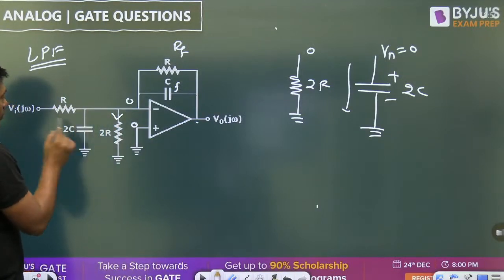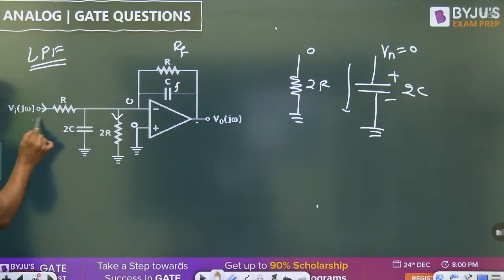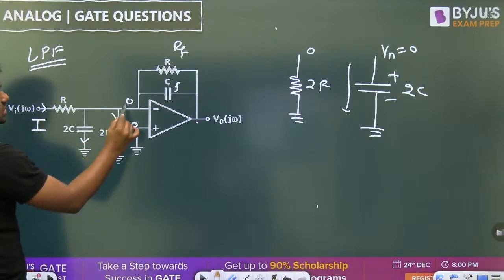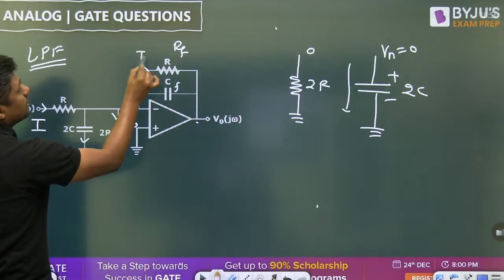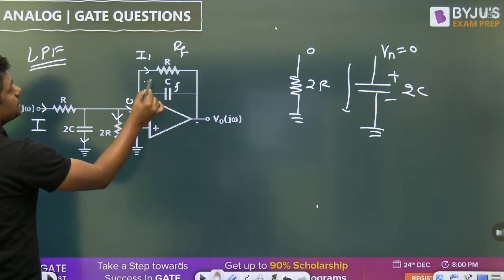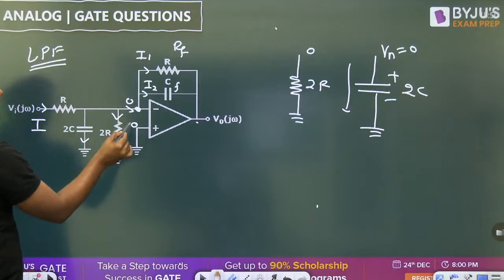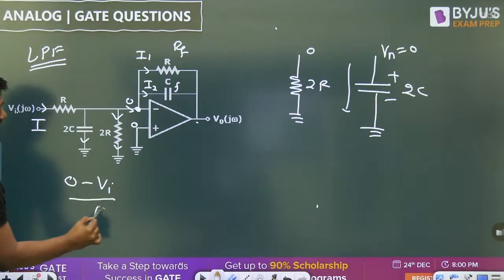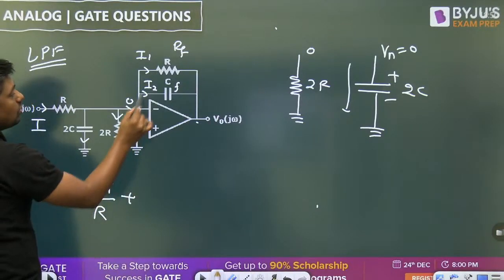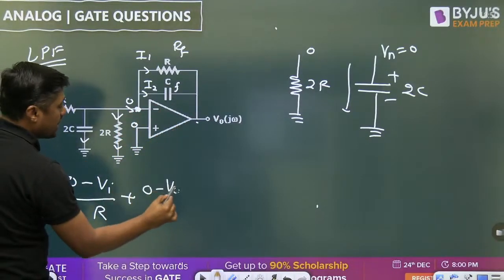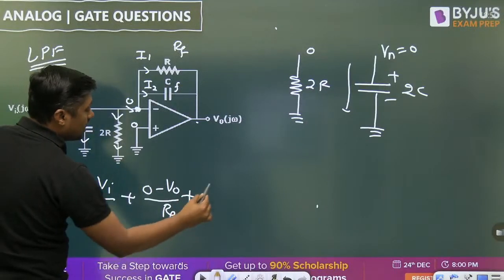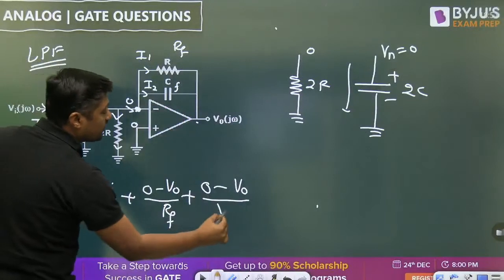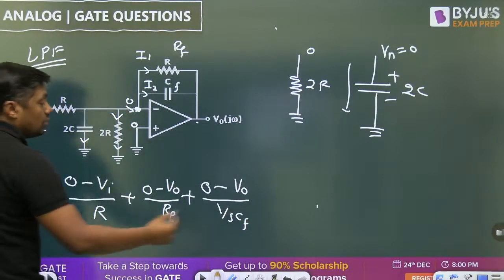Current will be 0. So in the operational amplifier, based on the KCL, the current will flow. What is the current here? 0. What is the current here? 0. The same current will pass through this I1, I2. And when I am writing the KCL at this point, it will become 0 minus Vi by R plus 0 minus V0 by RF plus 0 minus V0 by, what is the impedance because of the capacitor? 1 by SCF, is equal to 0.